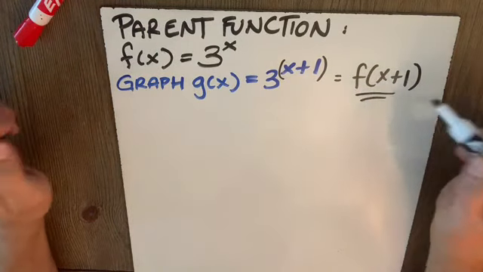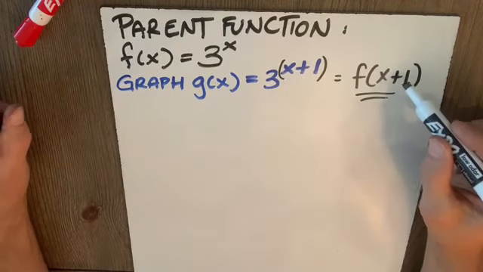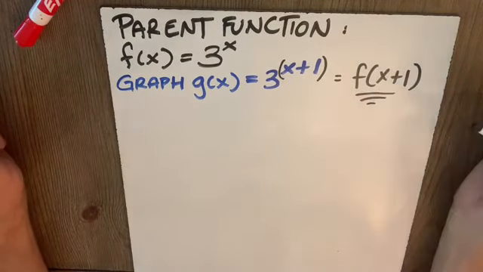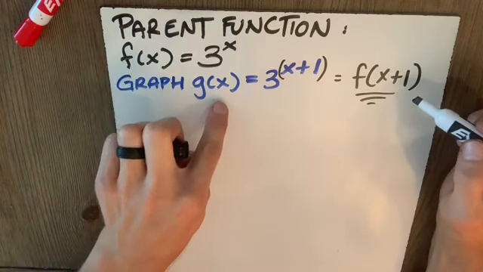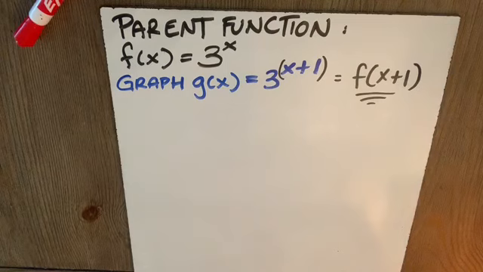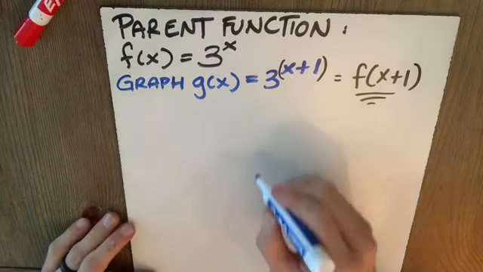I mention that because when I give this to students, they have no problem graphing it. But when I say this, most students freeze and they don't know what I'm talking about. I'm just saying wherever you see an x, now put an x plus 1, which would give me this g of x function. Now, in order to do that, I might graph the parent function.